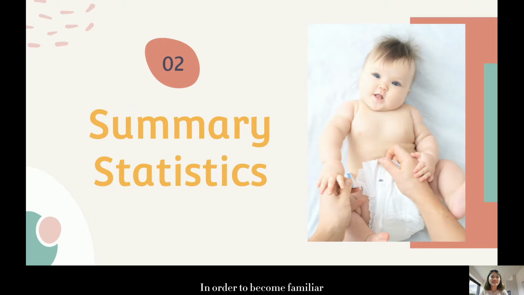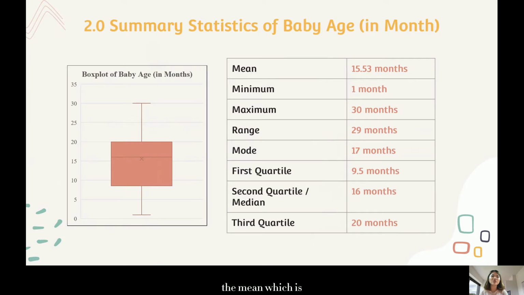In order to become familiar with the target consumers, knowing their background is important. Now I proceed with summary statistic of baby age. Among 30 babies, the mean, which is the average age of the baby, is 15.53 months. Besides, the minimum age of baby is 1 month, while the maximum is 30 months. Thus, the range of baby age is 29 months. Besides, the mode of the baby age is 17 months.